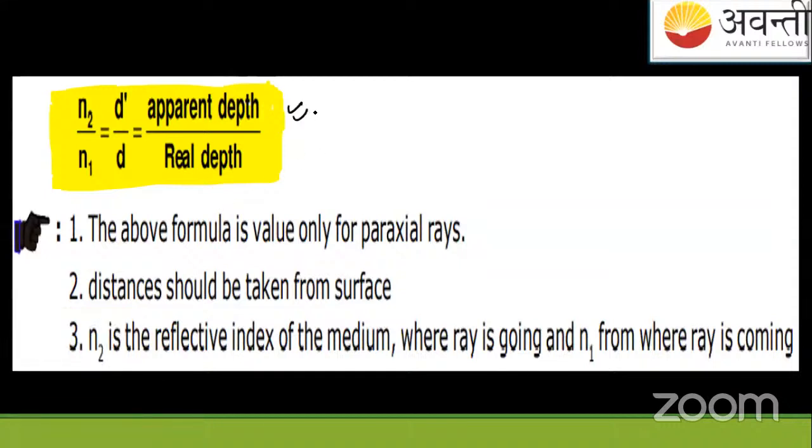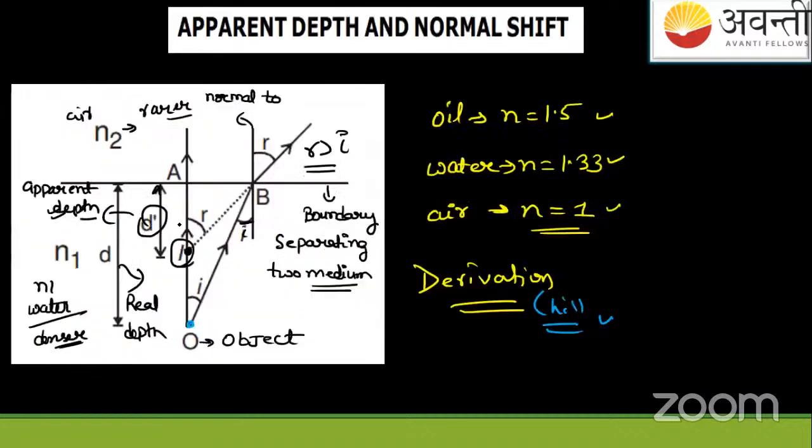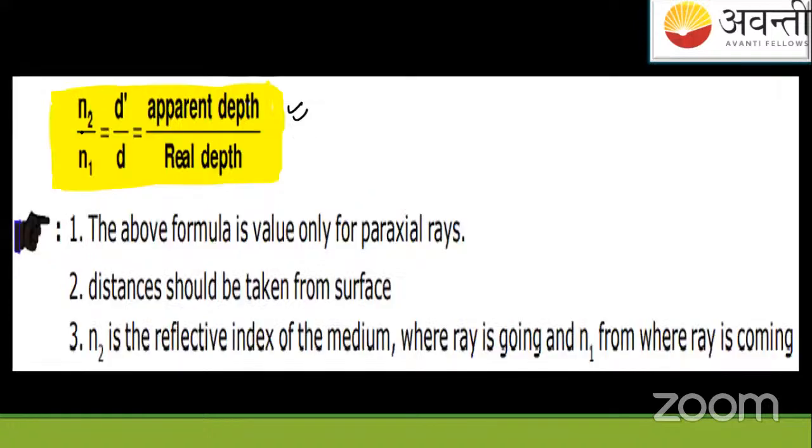This gives you the relation between the refractive indices. N2 is the rarer medium. For you here, when the object is inside the denser medium, N2 is for the rarer medium, and N1 is the denser medium. D dash is the apparent depth, D is the real depth.